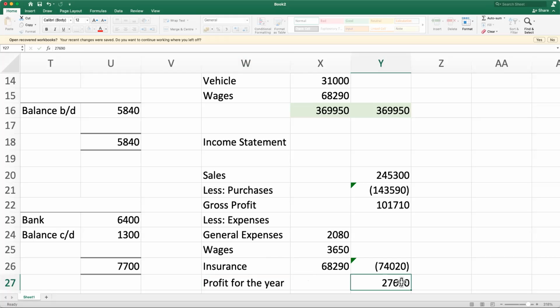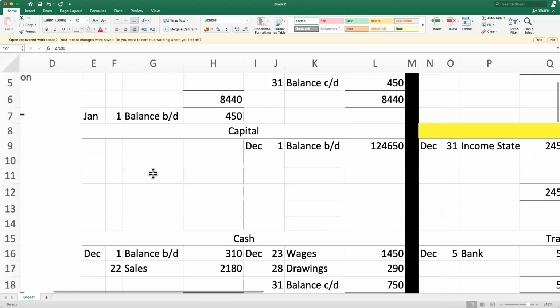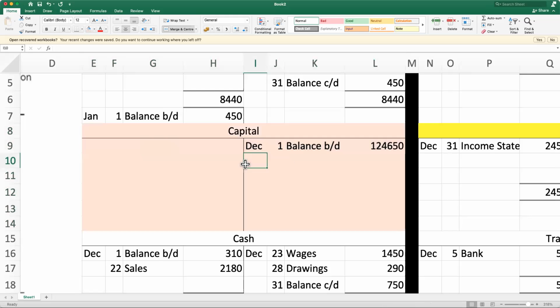Once you get this profit for the year, they ask us to update our capital account. So we're going to go to our capital account. When you make profit, you need to add. Adding means putting it on the same side. So I'm just going to put it here, 27,690. Now my income statement on the December 31st.